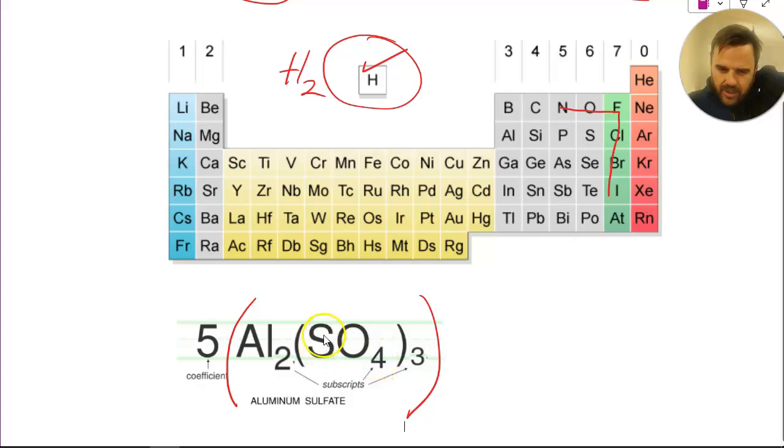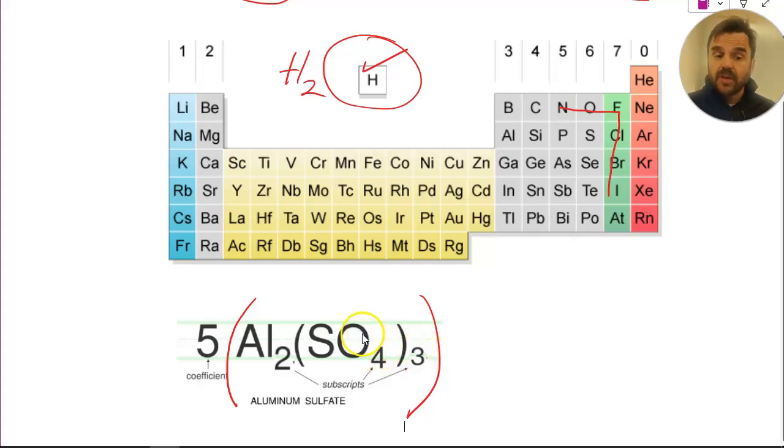We had 4 oxygens here, 1 sulfur. But look at this. We had 3 of this entire group, okay? So how many sulfurs do we have now? Well, we've got 3 sulfurs multiplied by 5 total compounds. That would make a total of 15.